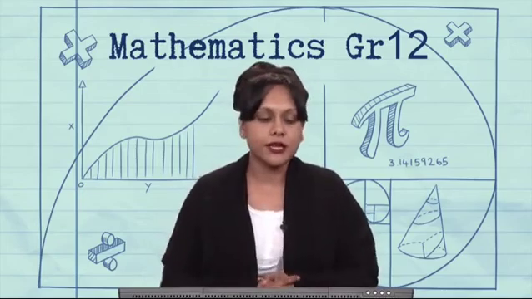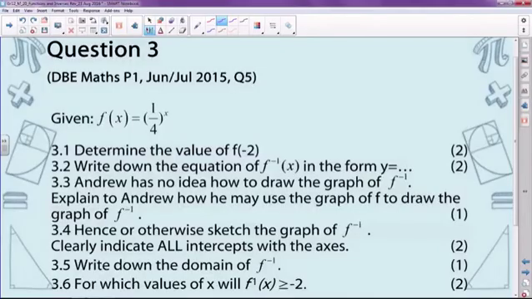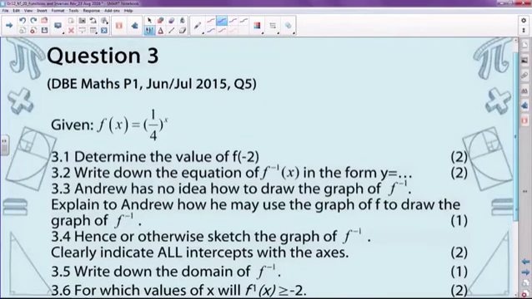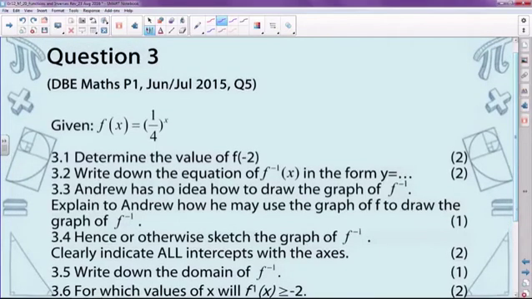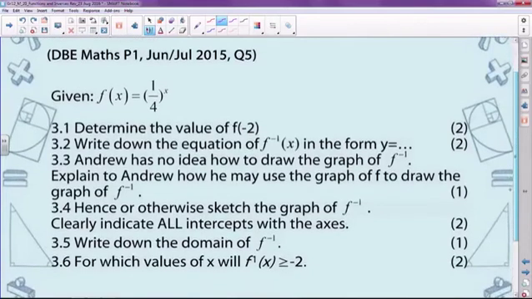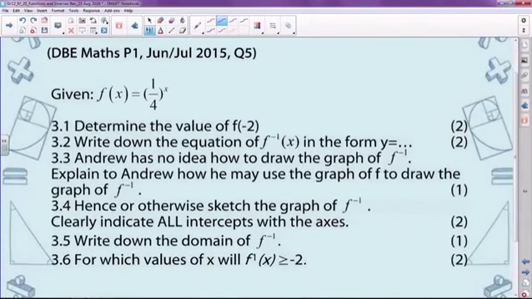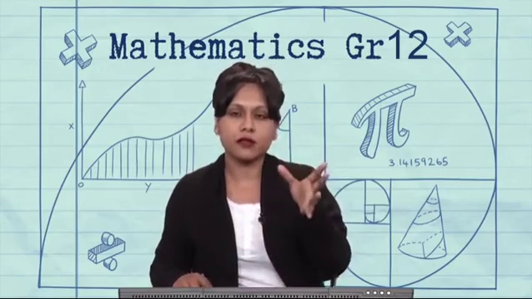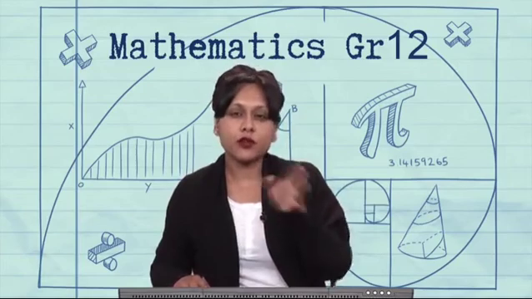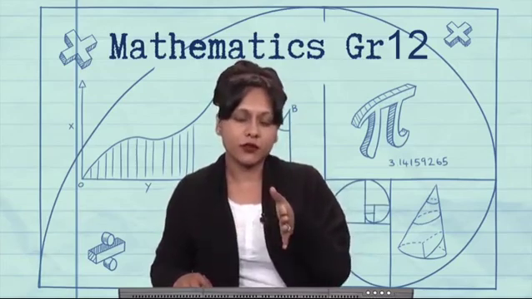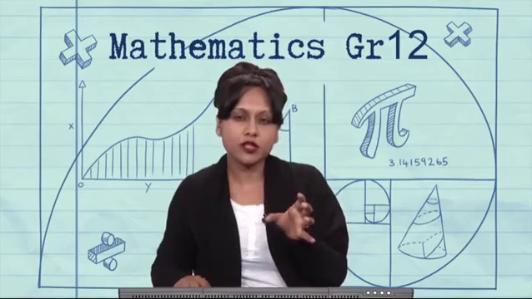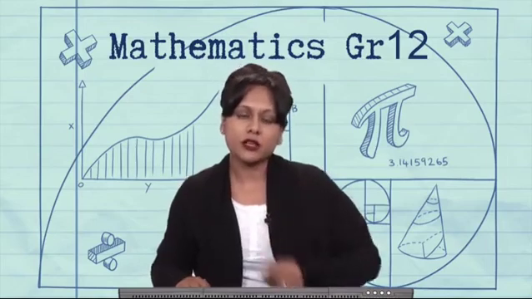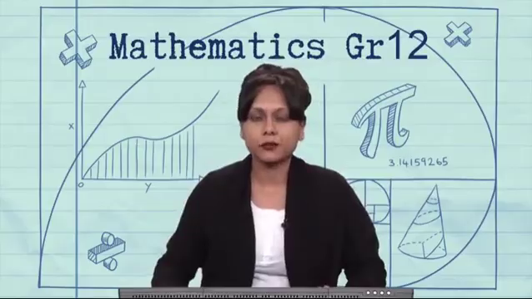The question we're going to look at now comes from your DBE Maths Paper 1, and this is June-July 2015, question 5. This time we are given an exponential graph, and then there's a couple of questions that you need to answer about this exponential graph. Guys, remember, you can find these question papers online, and you'll have the question with you, and also you can find the memo there. But for those of you who've not seen it before, I want to give you a few minutes just to get familiar with the question before we go straight into it. So I'm just going to give you 2 minutes to have a look at this.